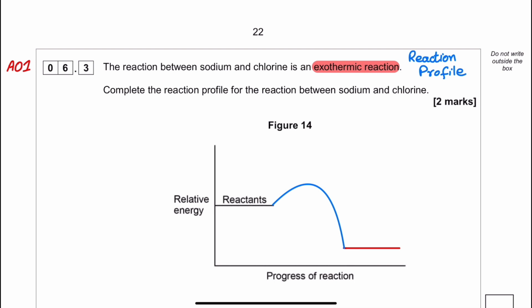It's a 2 mark question, so we need to mention the products here. The student needs to draw this graph to get 1 mark and mention where the products are. It is an exothermic reaction, therefore the products are formed at relatively low energy, to get the full 2 marks.